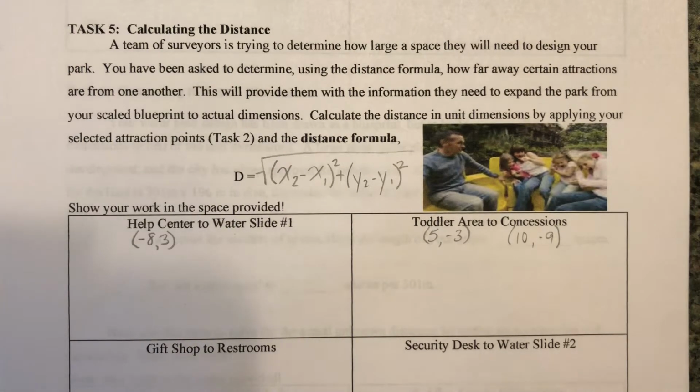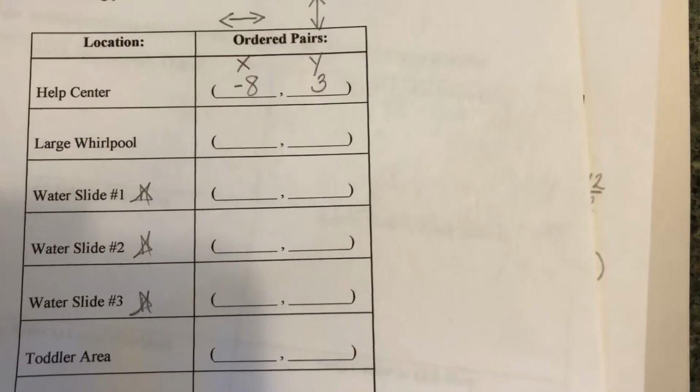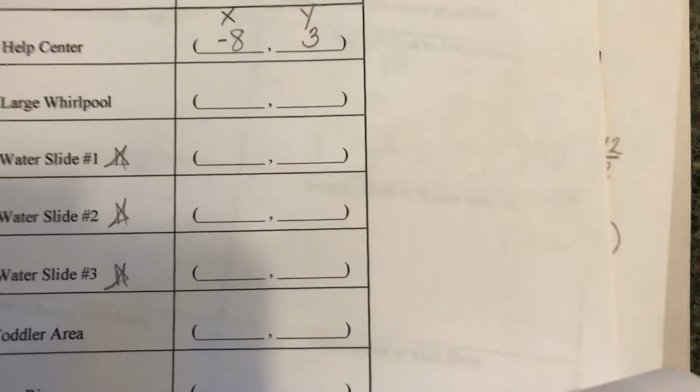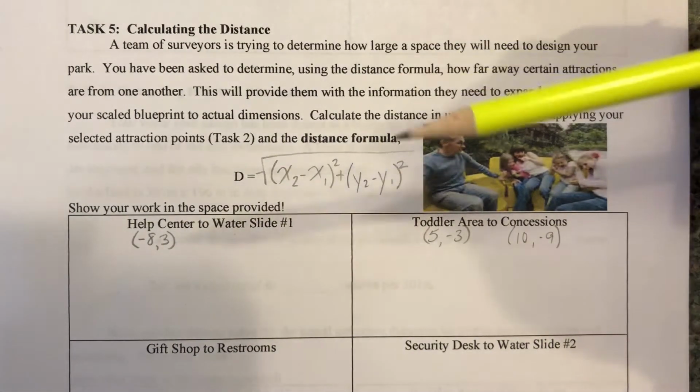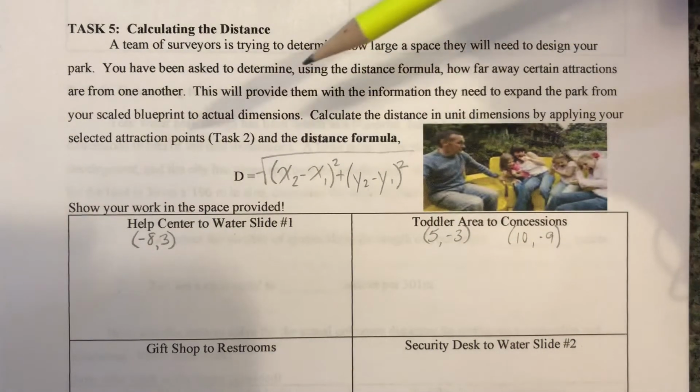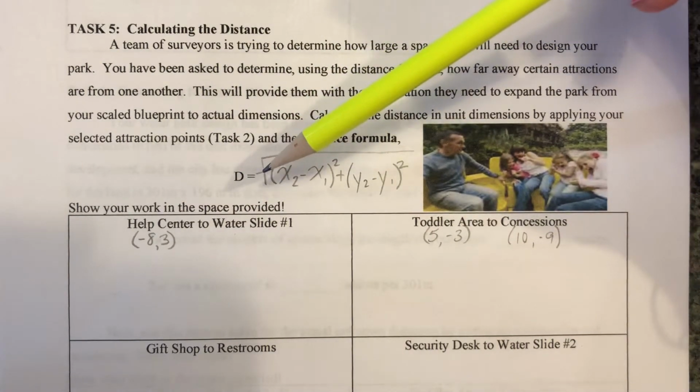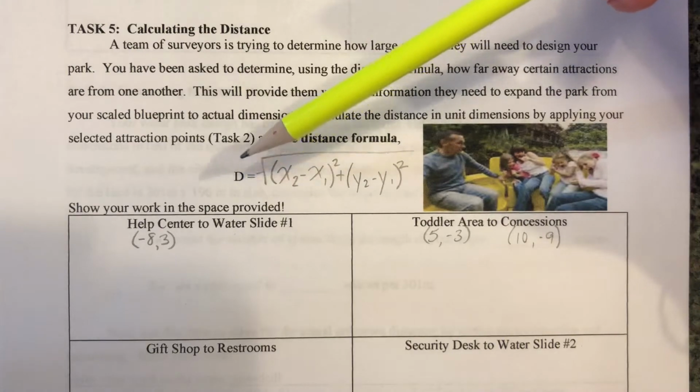Task 2 again was the task where we just listed all of the ordered pairs for our points. So wherever your points were, you listed them there in task 2. And then we're going to use the distance formula. The distance formula is as follows. They didn't give you the full formula for whatever reason, but here it is.